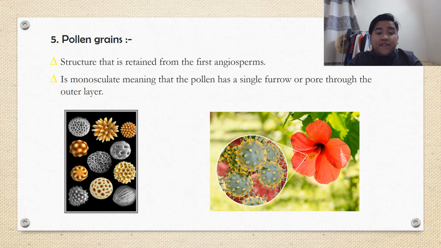So number 5 is pollen grains. Monocots have a pollen structure that is retained from the first angiosperm. The pollen grain of a monocot is monosulcate, meaning that the pollen has a single furrow or pore throughout the outer layer.